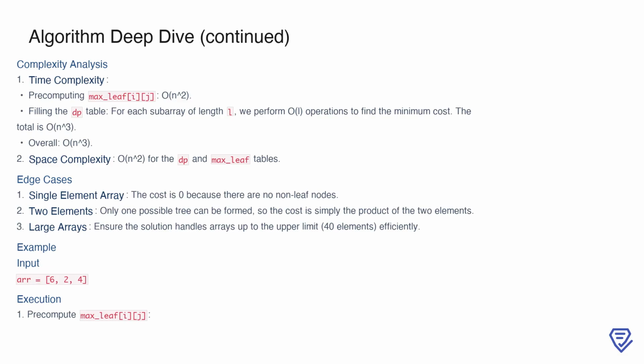We also need to consider edge cases. For a single element array, the cost is 0 because there are no non-leaf nodes. For a two-element array, there is only one possible tree, so the cost is simply the product of the two elements. Finally, for large arrays, we ensure that the solution remains efficient even for the upper limit of 40 elements, leveraging the pre-computations in the dynamic programming structure to handle the input size effectively.